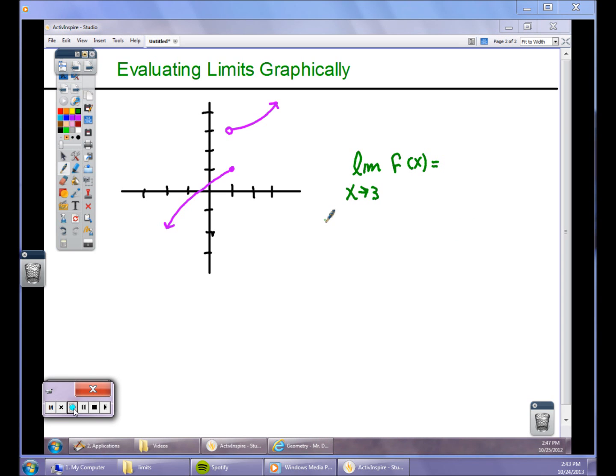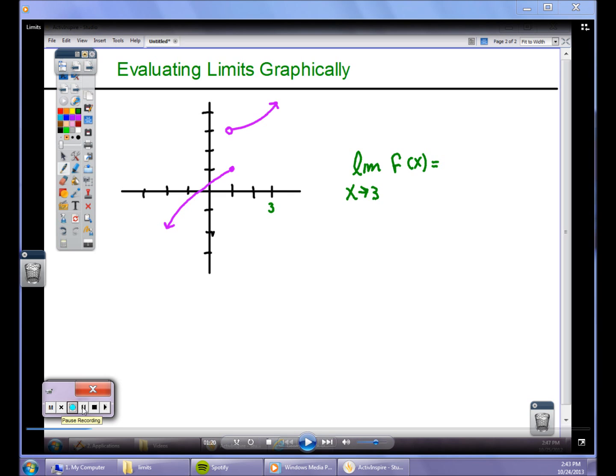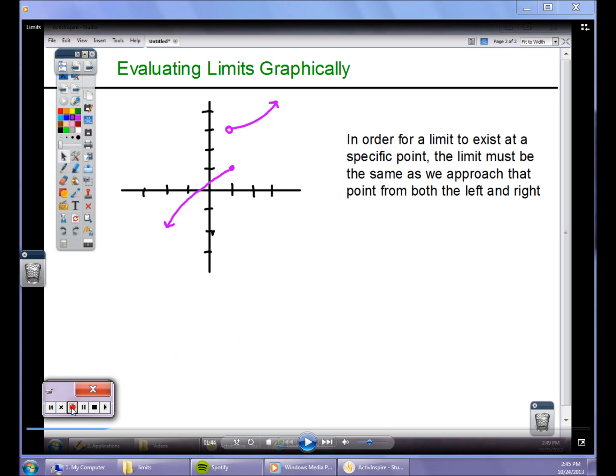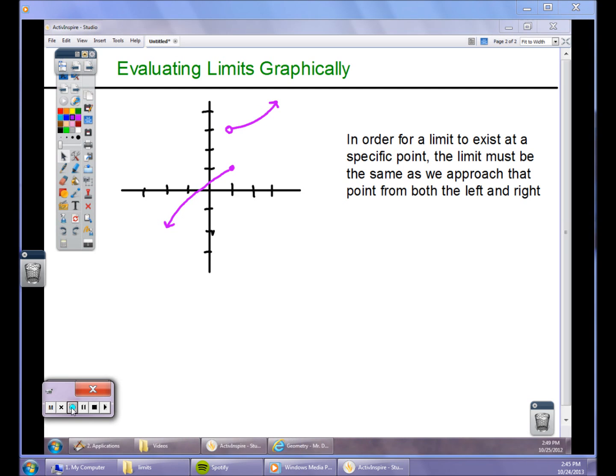Instead of looking at end behaviors, let's look at the limits of specific points. On this, let's look at the limit as x goes towards 3 for the function f of x. If we look carefully at this graph, we can see as x approaches 3, our graph appears to be approaching the value of 4. In order for a limit to exist at a specific point, such as x goes to 3, the limit must be the same as we approach that point from both the left and the right.